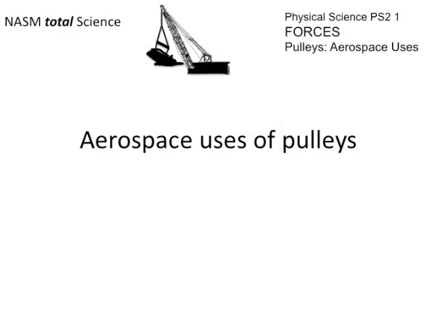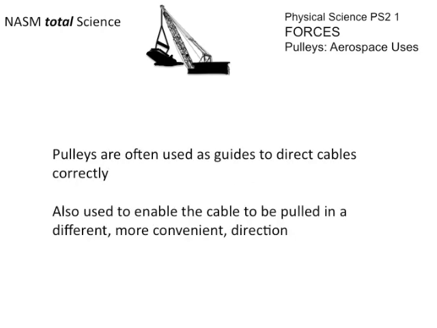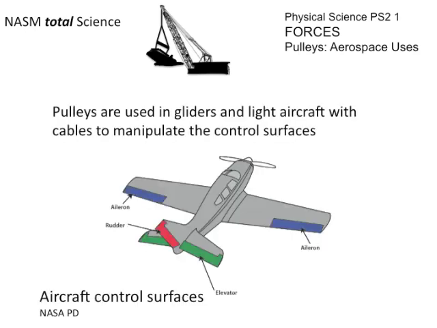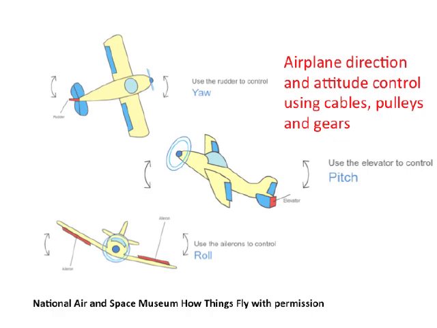We're looking at some of the places where pulleys are used in aerospace. They're used because the effort force with a pulley is reduced compared to the load force, and they sometimes change direction for cables. And in light aircraft, they're used for the control surfaces, for manipulating them, and reduces the effort, again, that needs to be used there.